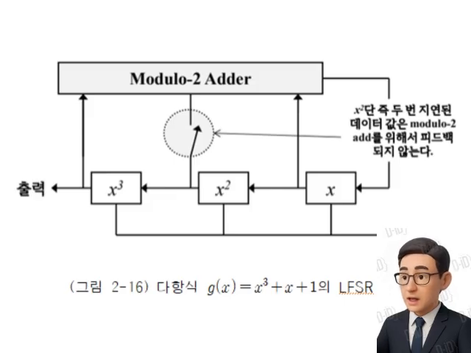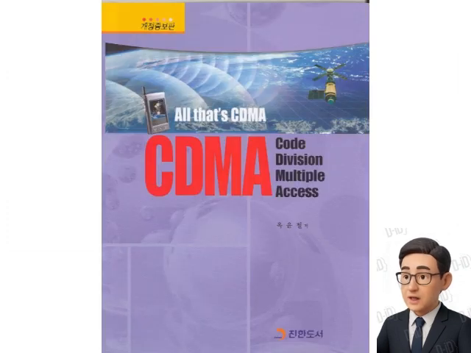A 3-LFSR consists of 3 SRs, and the values within these 3 SRs represent the state of the LFSR. For example, if the first SR, which stores the value delayed once, is 0, the second SR is 1, and the third SR is 1, the state of this LFSR is 011. In this manner, a 3-LFSR can have 2 to the power of 3, or 8 possible states. We can extend this logic. An LFSR can have 2 to the power of n possible states. Since the state of an SR is either 0 or 1, the range of states an LFSR can represent is a finite range determined by the number of SRs included in the LFSR.